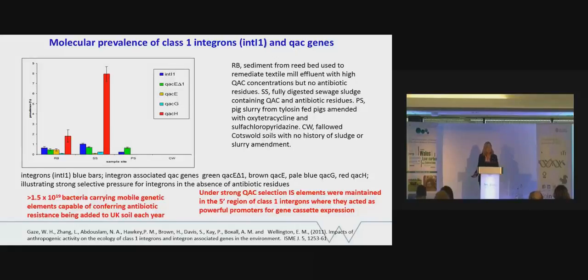And these genes are moving, and you can see here that in a nice bit of the Cotswolds farmland where they've never used sewage sludge, they've not used animal manure, and things have been very left pristine, there's no background. Whereas where we've got pig slurry or sewage cake or a reed bed, which is from a textile mill where there's a lot of quacks, then you have high prevalence. So there's a correlation between hazard and gene and the influx and maintenance of the genes.